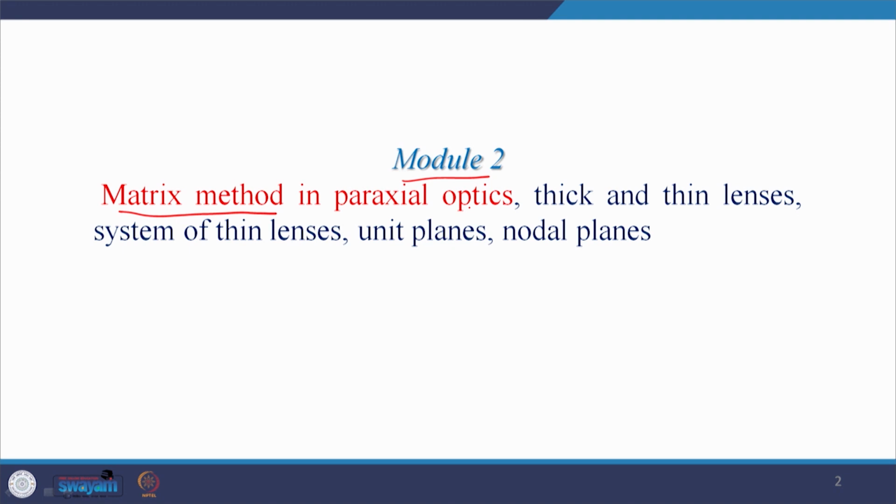Now, in this module we have the matrix method in paraxial optics, then we will talk about thick and thin lenses, then we will talk about systems of thin lenses, unit planes and nodal planes. But to start with we will talk about the matrix method in paraxial optics.